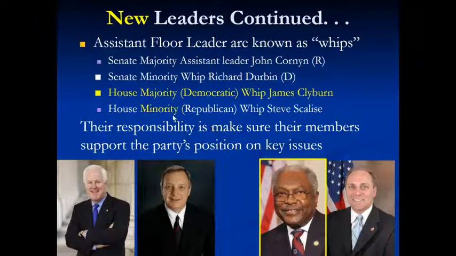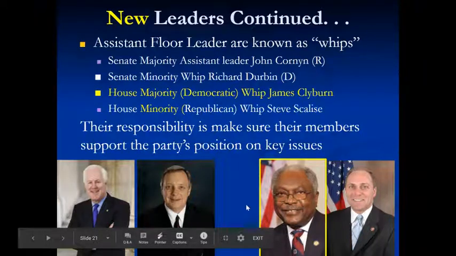So these are the movers and shakers. If you're a member of Congress, these are the people you want to know. These are the people who are going to get you the votes you need. So take a look here. You have the minority whip, Richard Durbin. You have the House Democrat majority whip, James Clyburn. And then, of course, you have the minority whip, Steve Scalise. These guys here are the movers and shakers, and the people that you need to get in touch with.